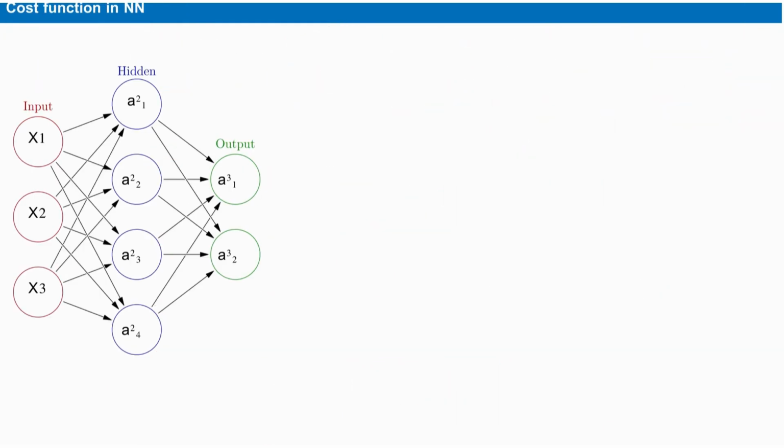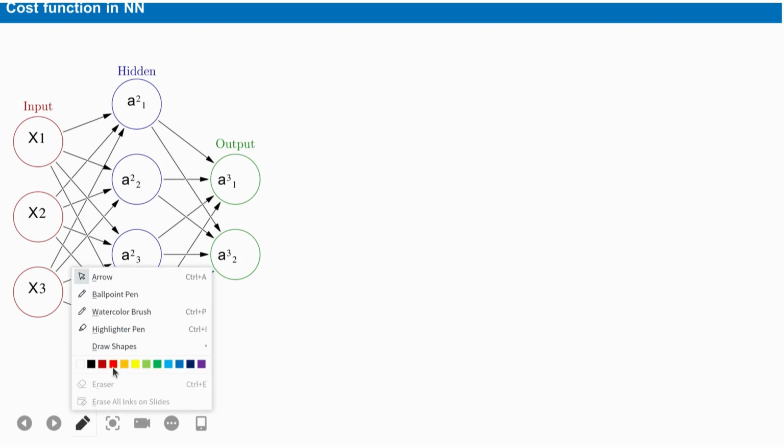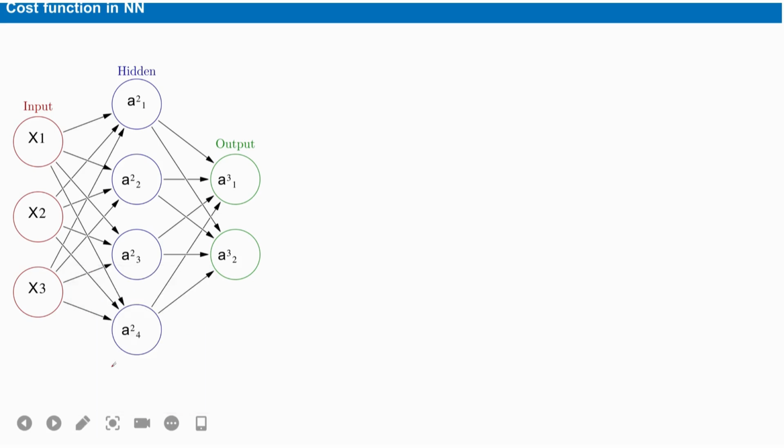Before going there, I want to tell you what notations we are going to use. I already covered this in the last video, but in order to understand the intuition of the neural network, these notations will help. So I will just recap quickly.